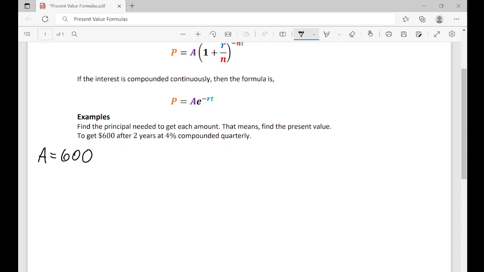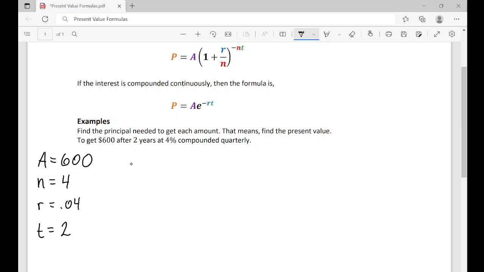We're going to get $600. This is compounded quarterly, which means there's 4 quarters in a year, at 4%, so our rate is going to be 0.04 because we divide 4 by 100, and our time is going to be equal to 2. Now that we know what we're given, we just plug it into our formula up here. So our initial amount, P, is going to be equal to 600 times 1 plus 0.04 divided by 4 raised to the negative 4 times 2.